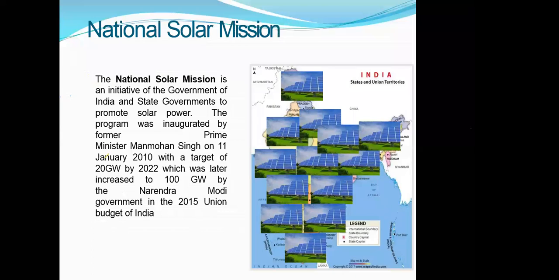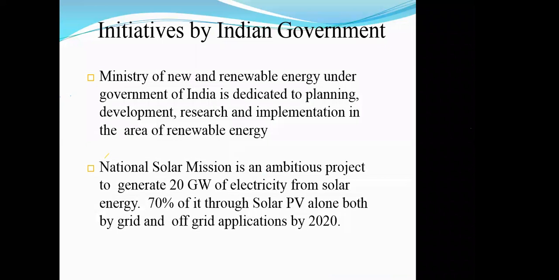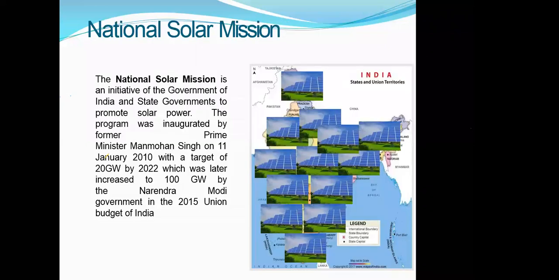This is the National Solar Mission. I will tell you about this slide a little bit more. The National Solar Mission was an initiative of the Government of India and the state governments of India to promote solar power. It was first started by ex-Prime Minister Manmohan Singh on 11 January 2010 with a target of achieving 20 gigawatt by 2022, which was later increased from 20 gigawatt to 100 gigawatt by our present Prime Minister, Honorable Narendra Modi. So he increased the target from 20 to 100 gigawatt.